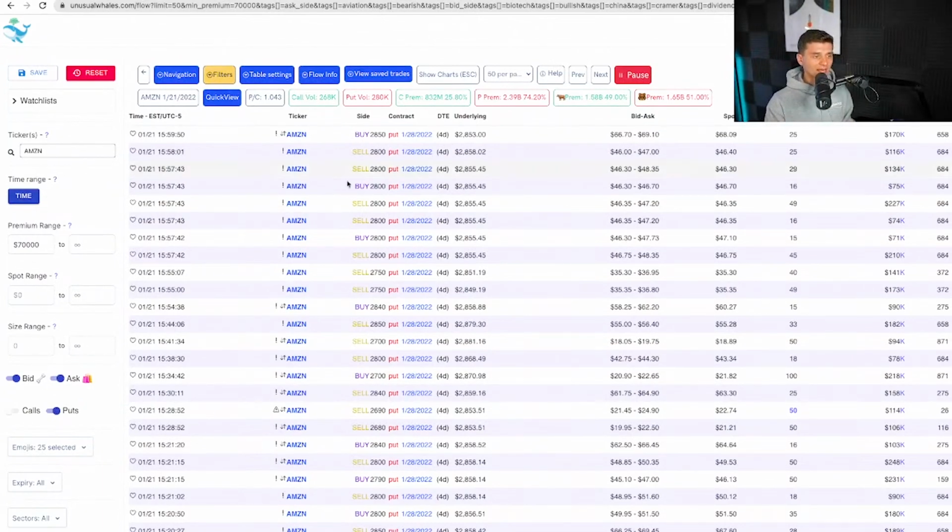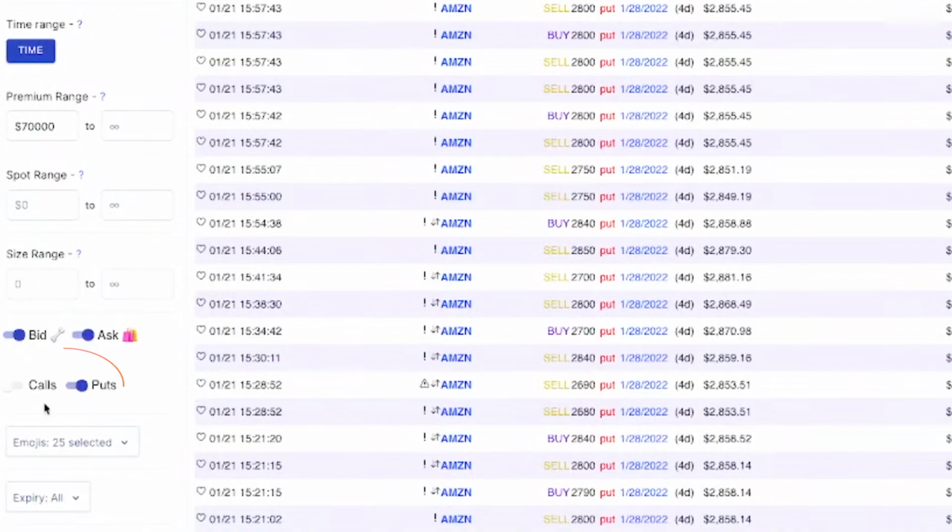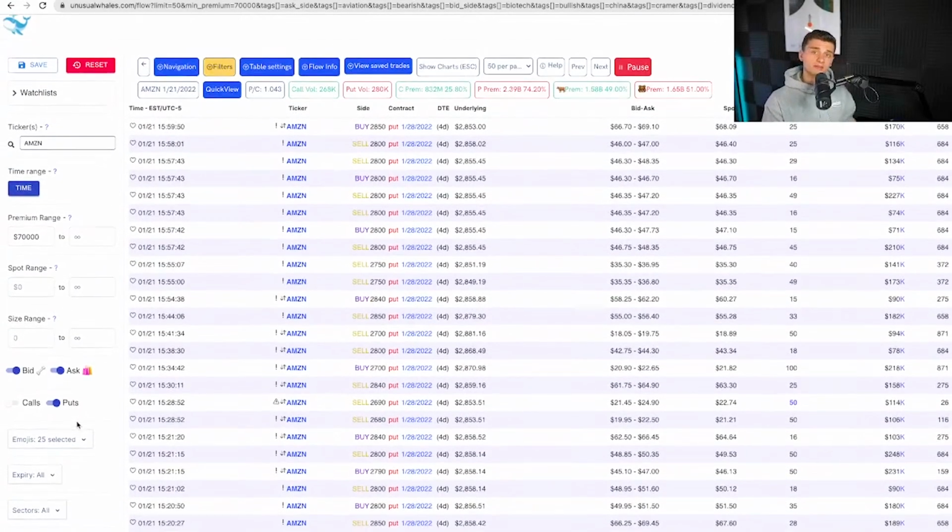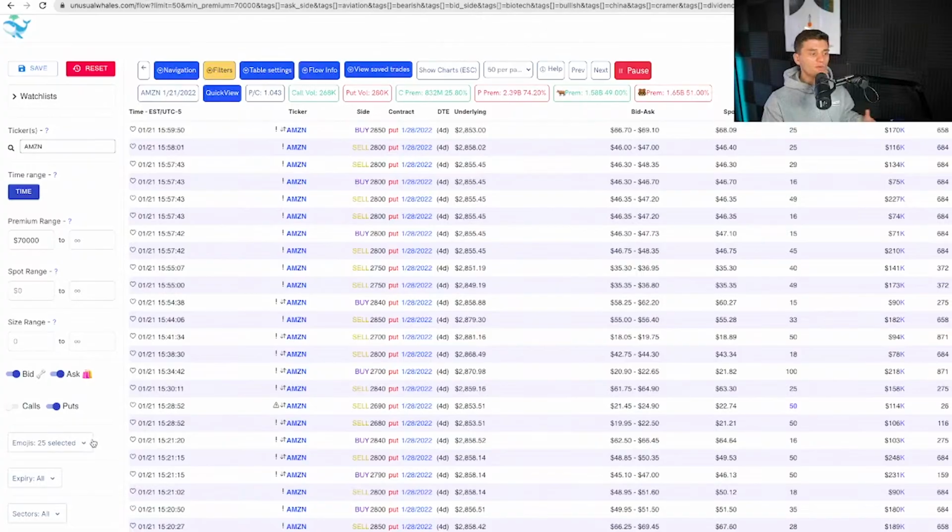So in this case, we're looking at Amazon. I've also, for this example, turned off the calls filter. And this is because Amazon, for example, broke a key level on the weekly chart on Friday. So for this example, I wanted to go over the bearish flow. You can always go back and look at calls by themselves, but sometimes I find it useful if I'm trading a stock that's going in a certain direction based on the level that it's broke, to the upside or downside. Oftentimes it can be helpful to filter out a lot of the noise. So for this one, we're looking at the bearish flow on Amazon.